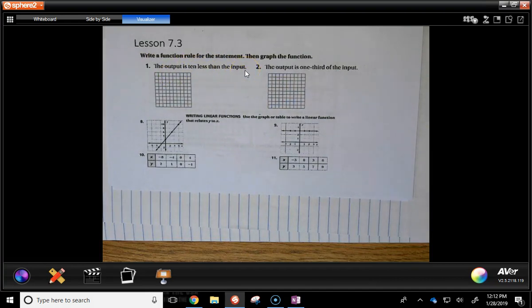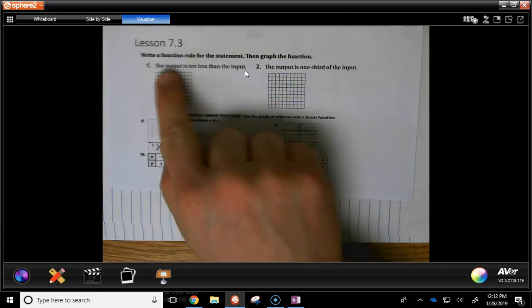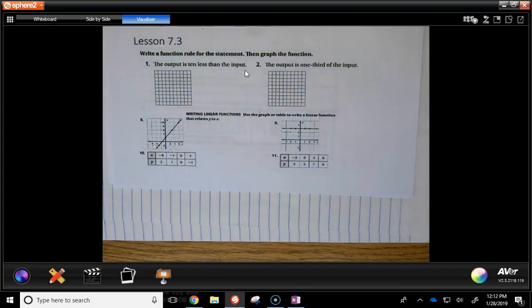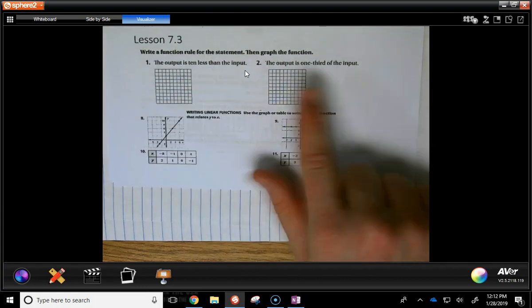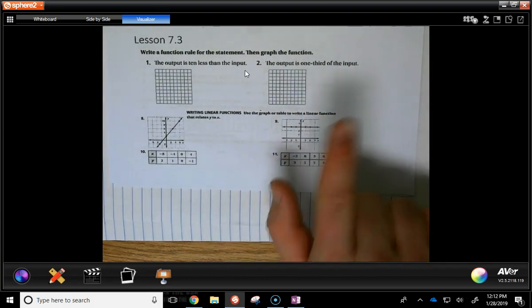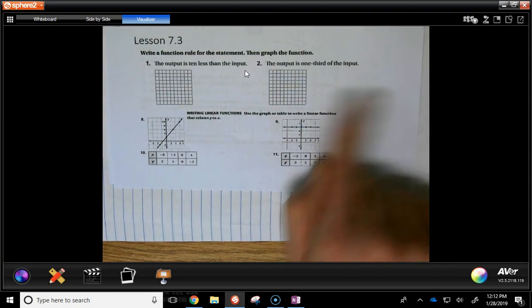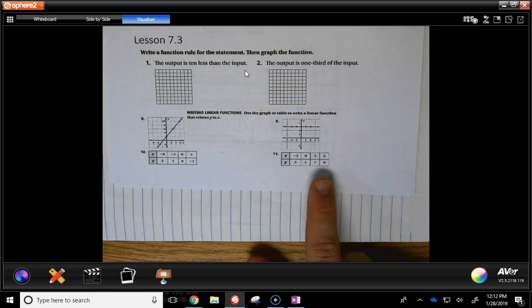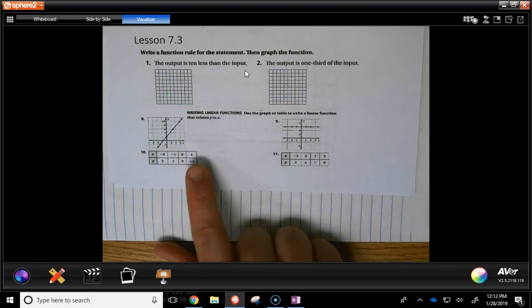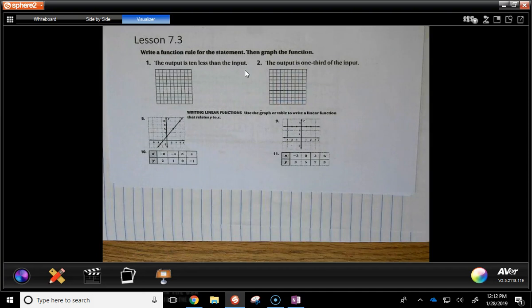So you are still going to write just like we did yesterday. Y equals. You have to write this statement as a rule, as a line. Then you have to graph it. Number 2, the output is 1/3 of the input. Y equals. You have to write that equation, and then you need to graph it. The last 4, all you have to do is use either the graph or the table to write the linear equation. So this is our linear function that relates y to x. Just like we've been doing.